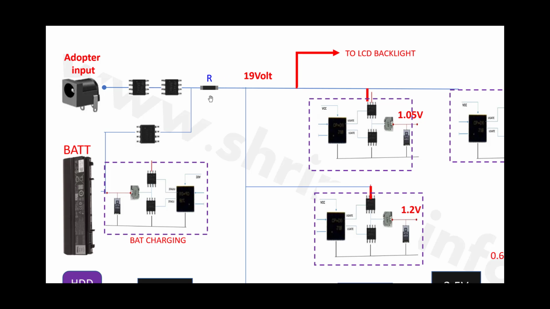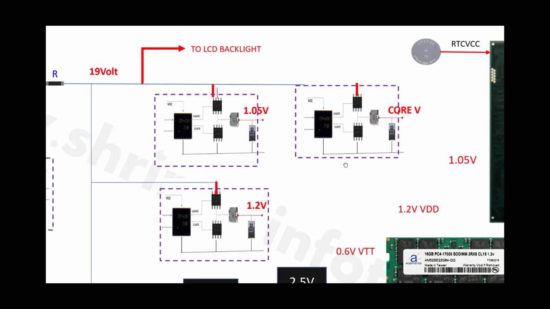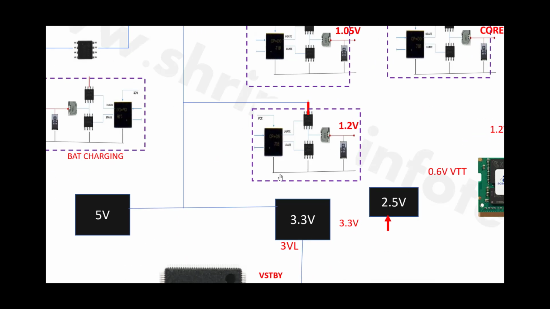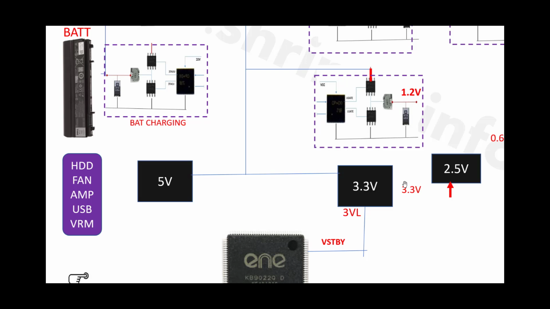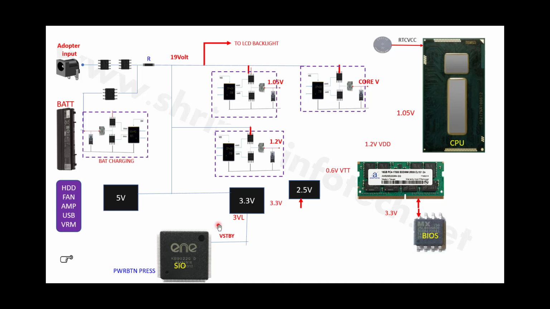Here are the different buck converters, like 1.05 volt, then CPU core, then 1.2 volt, then 3.5 volt, then 3.3, then 2.5, like that. So different buck converters are there, and different chips are there: the CPU, then RAM, then BIOS, and then SIO. When I connect the adapter to the DC jack, the power flows straight away through these two MOSFETs and passes to the current sensing resistor.